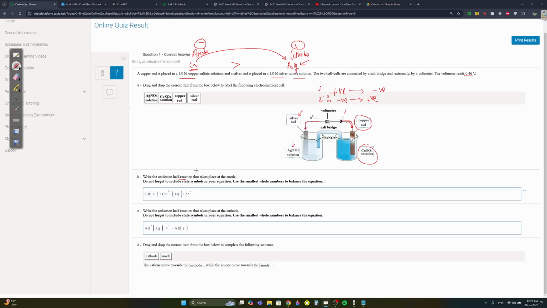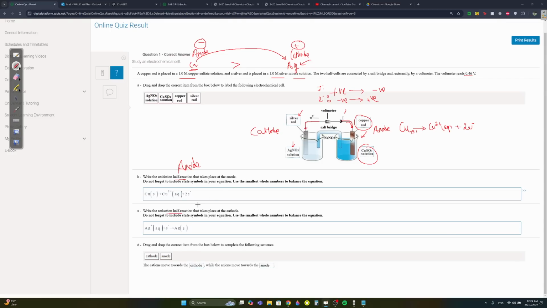Write the oxidation half reaction. Oxidation half reaction takes place at the anode. How do you write it? Basically, the rod is dissolving into ions and an electron. What's the rod here? It's copper. We identified this as our anode and this as our cathode. Cu, this is my anode. It was solid, it's dissolving into ions now. So Cu2+ aqueous. And to balance it out, what do I have to add? 2e-.